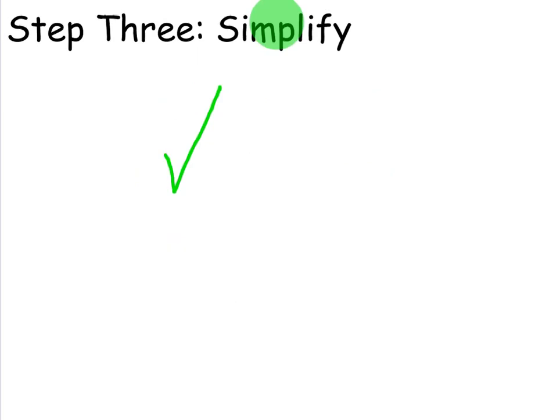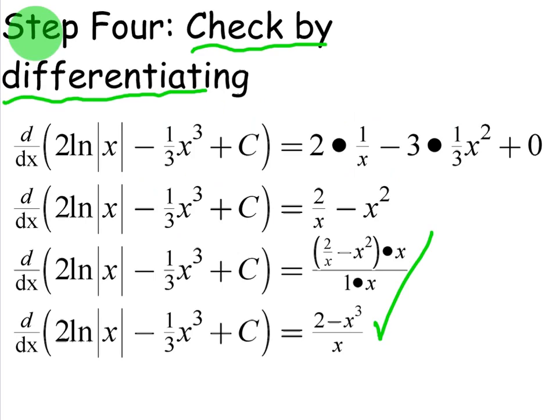So step 3 is to simplify, and like I said, you can either do that or leave it the way it was, whichever you prefer. Step 4 is to check by differentiating. Fortunately, there's an easy way to check the antiderivative. Just take the derivative of your answer. The derivative of natural log of absolute value of x is 1 over x, and then just tack the 2 onto it. I'm not going to go over all of this, but you can see that when you take the derivative, you get the original function back, (2 minus x cubed) over x.